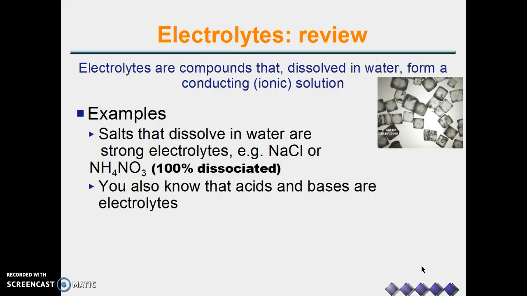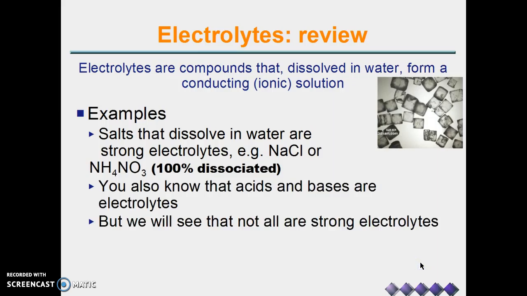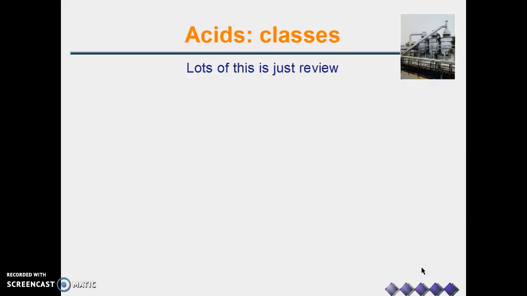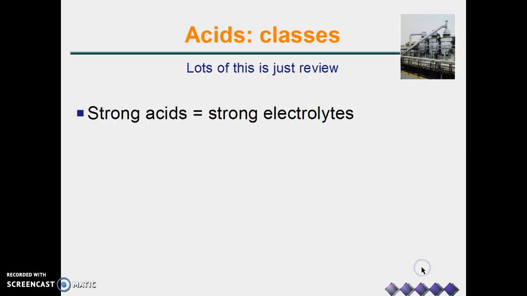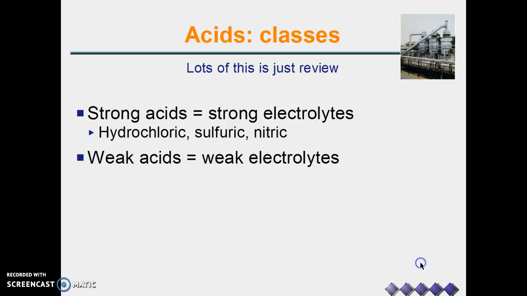Now, you also know that acids and bases are electrolytes, but we will see that not all of them are strong electrolytes. Some are weak. The classes of acid, to review them: strong acids are strong electrolytes, and we ask you to memorize hydrochloric, sulfuric, and nitric with their formulas. They break up 100% in water.